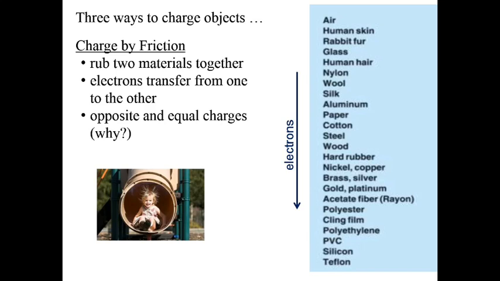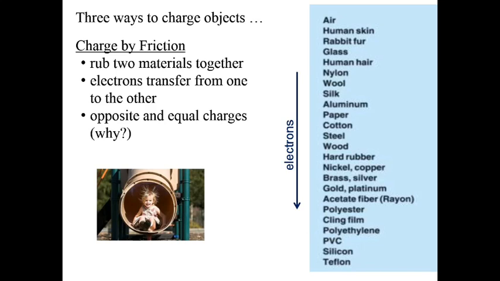There are three ways to charge objects. The first one is charge by friction, which literally means what it says. You're going to rub two materials together, and electrons are going to transfer from one to the other. You do work to separate the charges, and that work comes from you or whatever else is rubbing the two materials together. This chart over here simply tells you which way the electrons move.